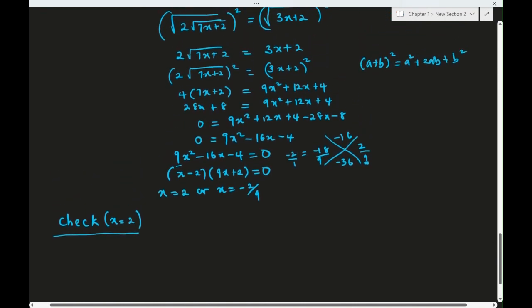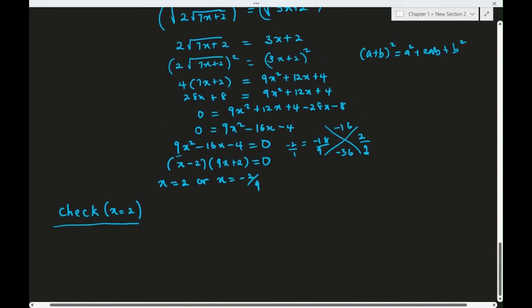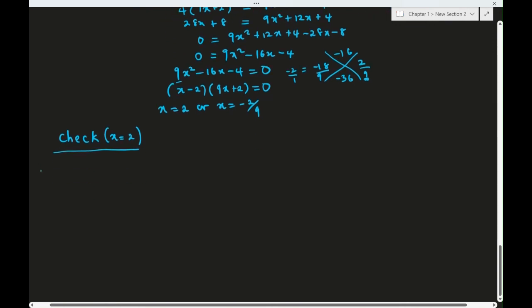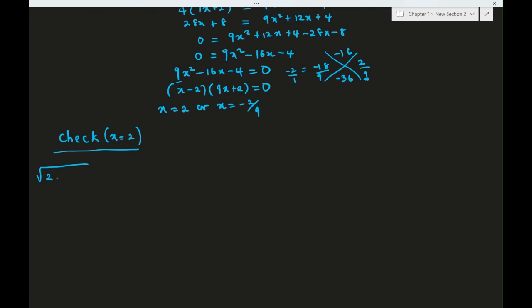And what are we checking? We just want to be sure that the left-hand side is equal to the right-hand side. Don't forget, what is the left-hand side? It is 2 times the square root of 7x plus 2. And this side is what? It is the root of 3x plus 2. So let's put x equals to 2 and see. If you put x equals to 2 here, we have 2, and this will be 7 times 2, this is 14, plus 2.